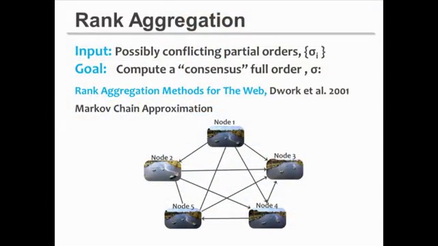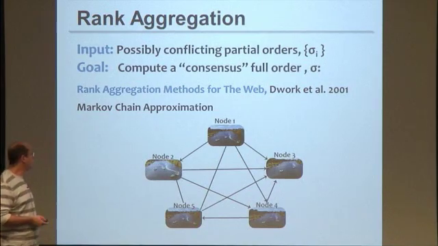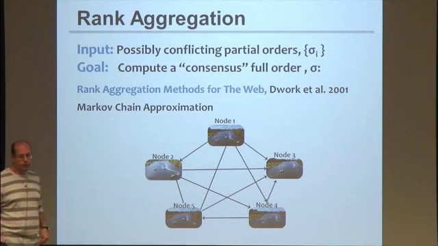This problem has been investigated extensively in social studies. This is how you do voting. And in the context of computer science, we are following a work by Dwork et al. from 2001. And what they had is the following problem. They had a search query problem. You run a query, and you get results from multiple search engines. So now you have the pages ranked by each search engine separately, and you want to aggregate all the rankings into one global consistent ranking. And the solution is based on a Markov chain approximation, since the problem in general is known to be NP-hard.